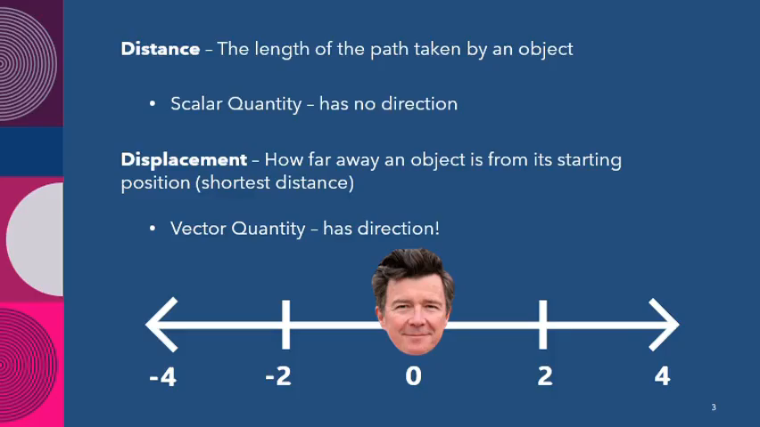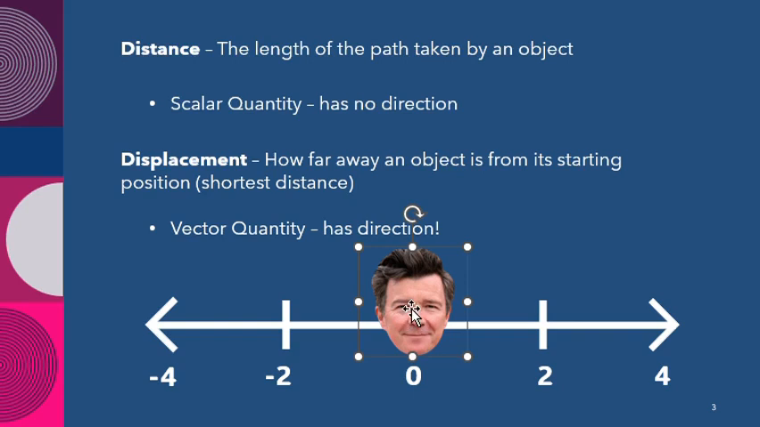So distance is the length of the path that is taken by an object. Distance is a scalar quantity, which means that the direction the object takes does not matter. In other words, its distance will always be written as positive. And I'm going to model this on Mr. Rick Astley, who has so graciously offered to help us.